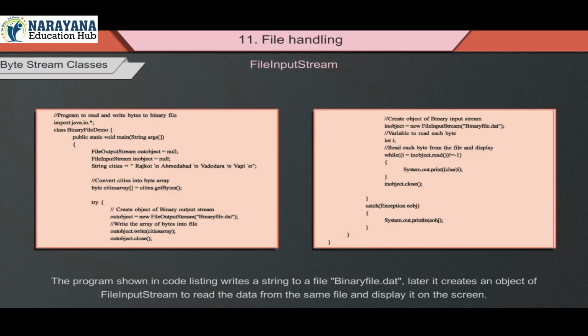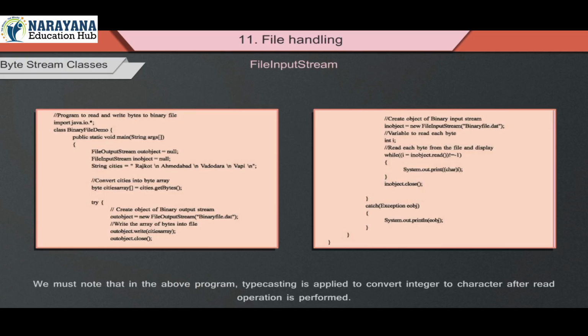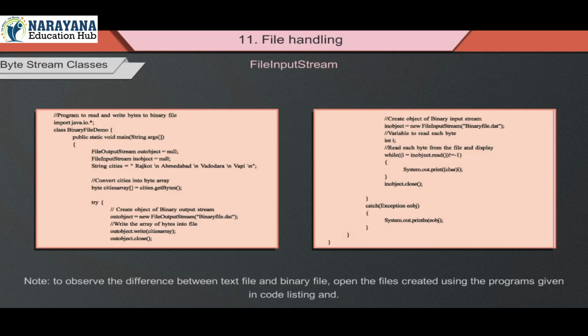The program shown in the code listing writes a string to a file "binaryfile.dat". Later it creates an object of FileInputStream to read the data from the same file and display it on the screen. We must note that in the above program, typecasting is applied to convert integer to character after the read operation is performed. Note: to observe the difference between text file and binary file, open the files created using the programs given in the code listing.